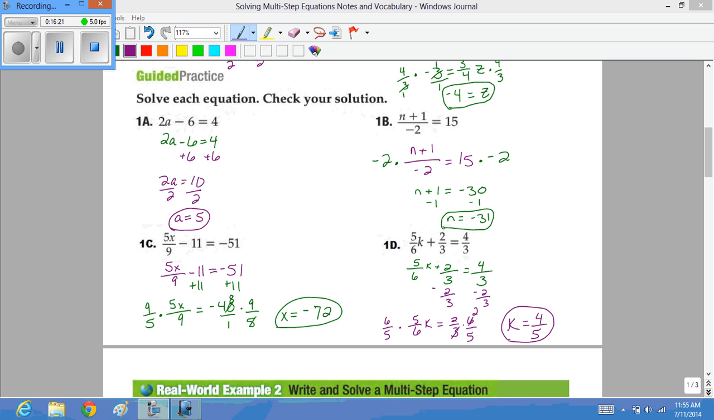Okay, here's what you should have got. 1A is pretty straightforward. 1B was where that negative 2 is in the way, so we do have to multiply by it. Notice it is negative, so you have to get rid of the negative as well. So multiply by a negative 2 on that one.